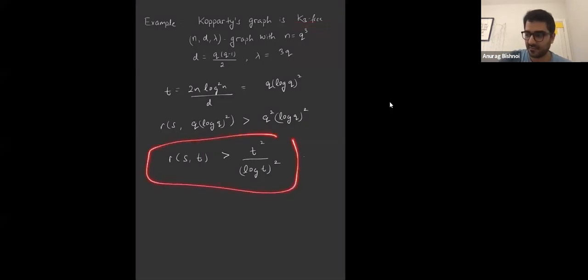We have proved a bound which is really close to the truth. It's just a log t factor away from the truth, if you remember what the value of r of s comma t was. That's pretty cool that you saw a proof of that, which is very different from the original proof using purely probabilistic ideas. Okay, and this leads to some exciting ideas, which is what Mubayi and Verstraete's paper was about.